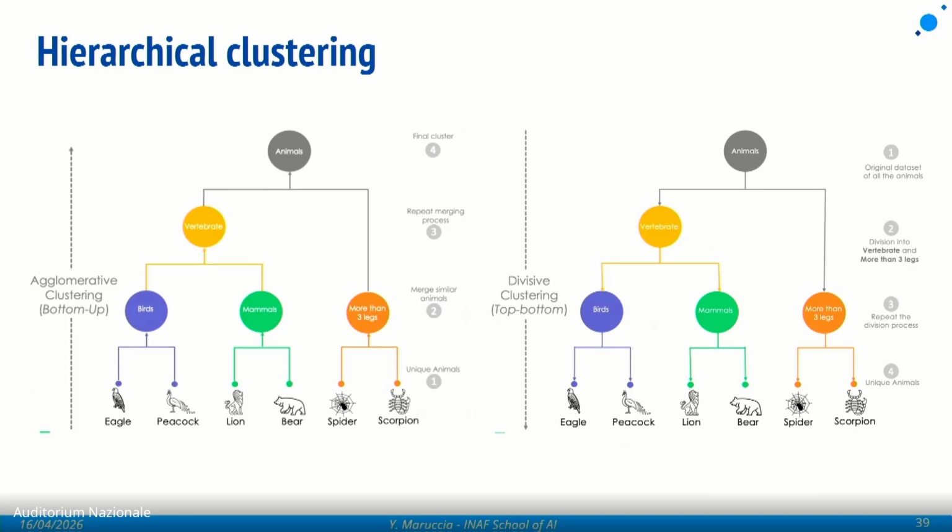We have a group that is vertebrate. On the other hand, they are only animals with more than 3 legs. And then all animals at the beginning, because it is the final cluster, okay? But at the same time, we can do it by starting from the animals at the top of the figure, and then do the inverse process in order to find the unique animals at the end. So this is how hierarchical clustering works.